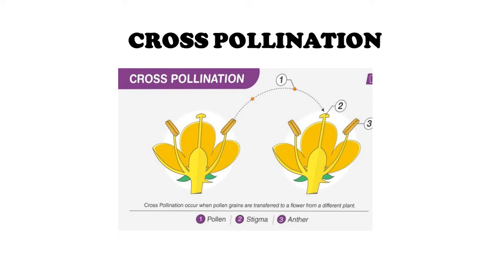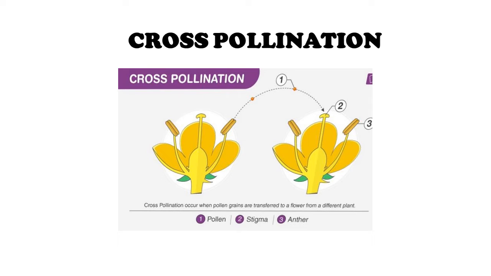Next one, self-pollination occurs in flowers which are genetically identical. Cross-pollination occurs between flowers which are genetically different. Then few species exhibit self-pollination. Many species exhibit cross-pollination, like apples, daffodils, pumpkins and grasses.